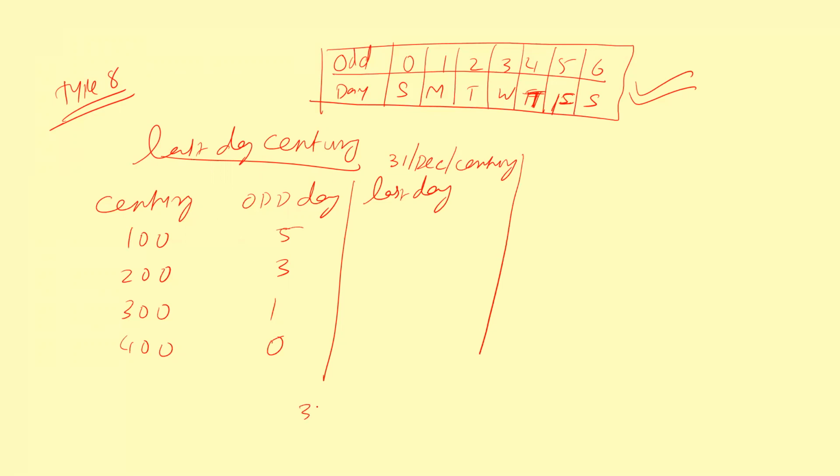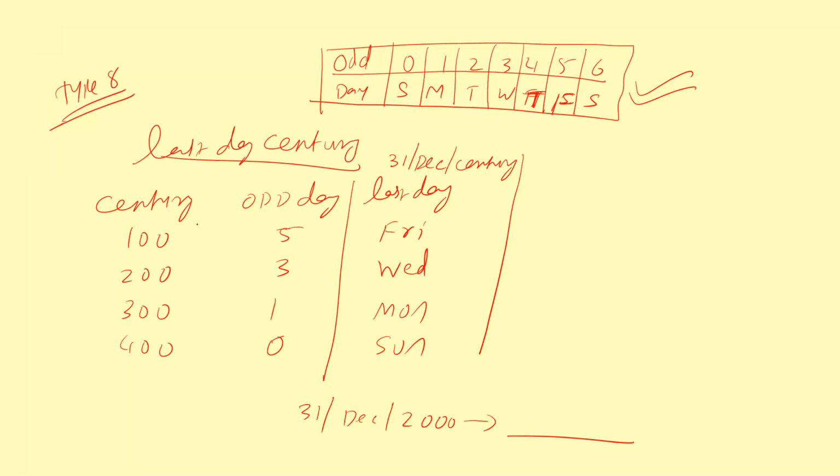For example, 31 December 2000 is the last day of the 20th century. So 5 represents Friday. So I can say the 100th year's last day will be Friday. 3 represents Wednesday, so the 200th year's last day will be Wednesday. The 300th last day is Monday. And the 400th year's last day is Sunday, because 0 represents Sunday in the table. So 400 is 0.